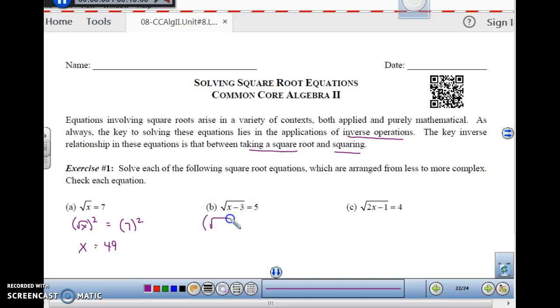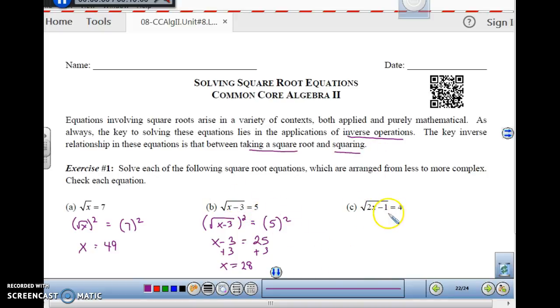The square root of x minus 3 equals 5. Square both sides. And I'm going to square the 5. The square root cancels out the square, so this is going to be x minus 3. 5 squared is 25. Solve for x, add the 3. So x is equal to 28. There we go. If I plug in here, 28 minus 3 is 25. The square root of 25 is 5, and it works.